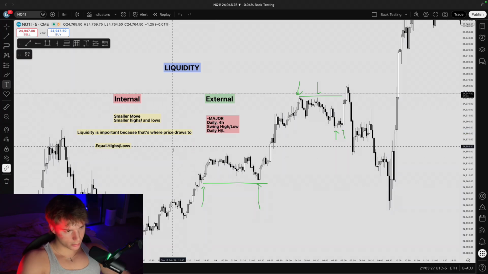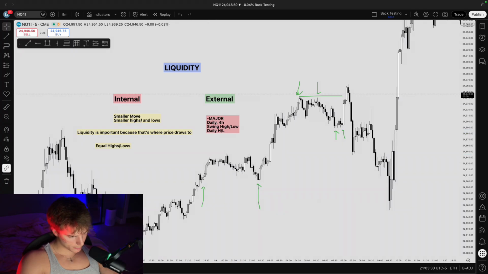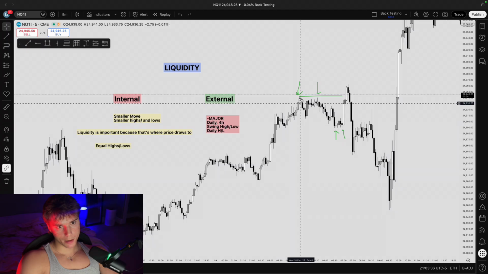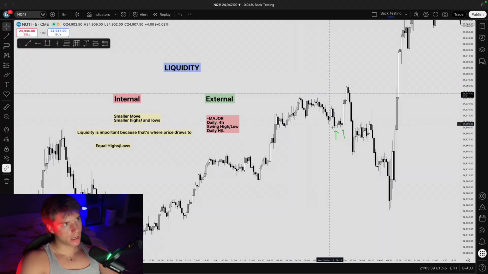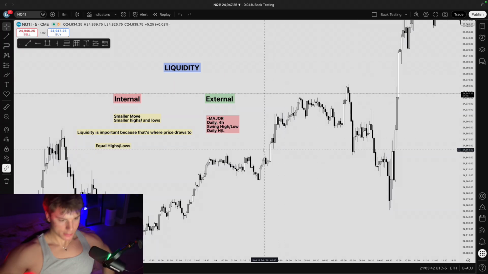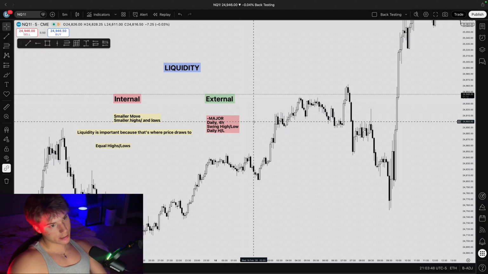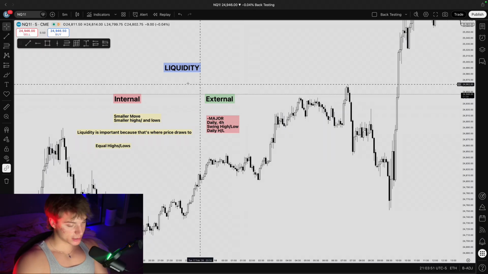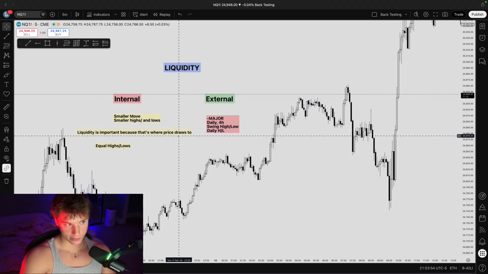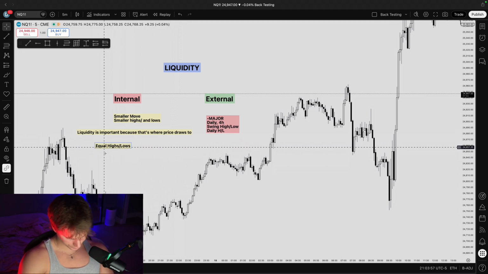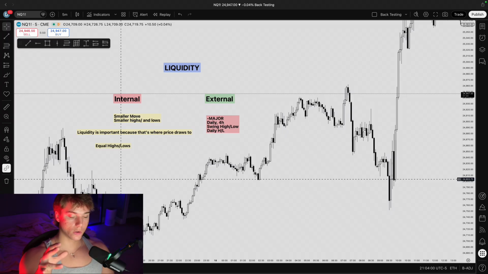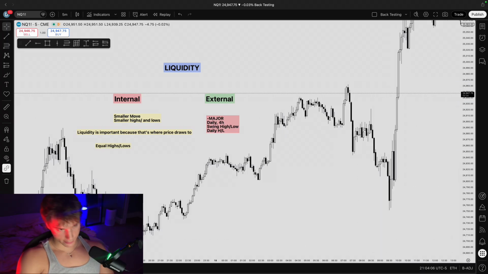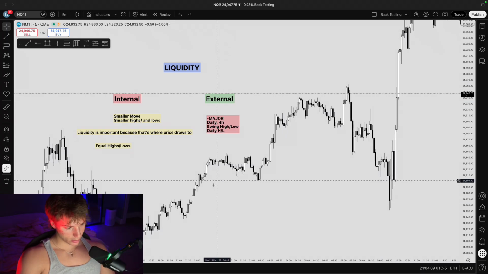Now let me get rid of this drawing. All right. So now that we have a basic idea of external, which is going to be your major higher time frame liquidity, and internal, which is going to be the smaller moves, you already know what equal highs and lows are, which is our strongest form of liquidity. You know what liquidity is and why price runs after it. Why? Because that's where institutions get in, because it takes other people out of the market.